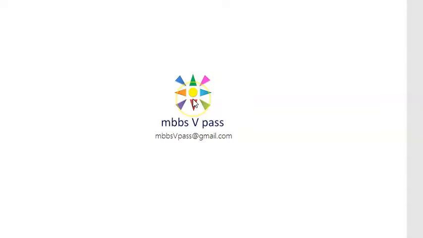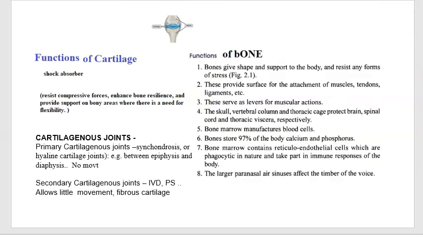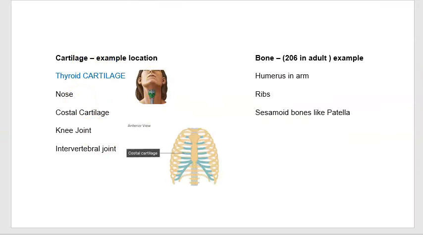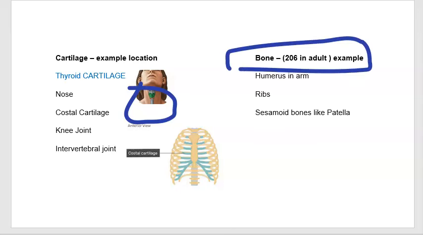Some other differences, functions they have told you. Let's move on to the last one here. Examples of cartilage: thyroid cartilage, such a big one sitting there. It is not a bone, remember. Then coming to bone, we have 206 bones. So many bones you can name: humerus in the arm, femur, longest bone, etc.